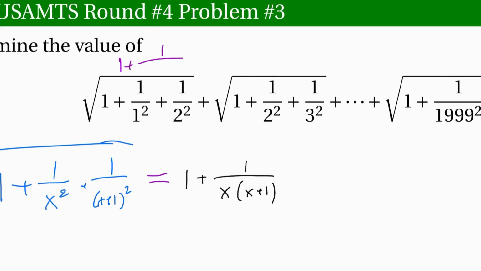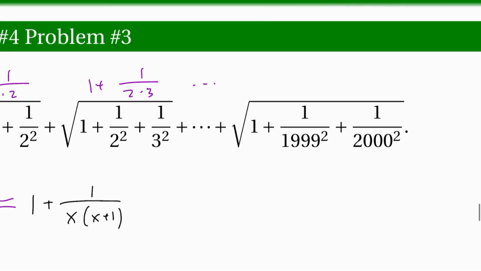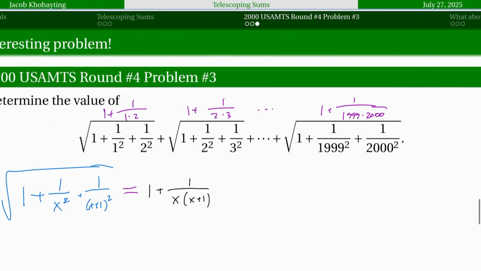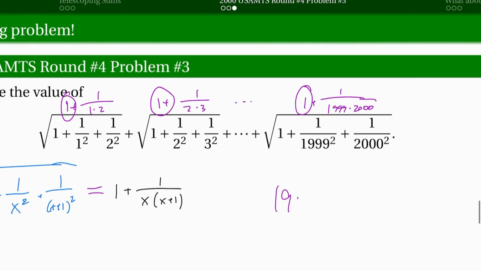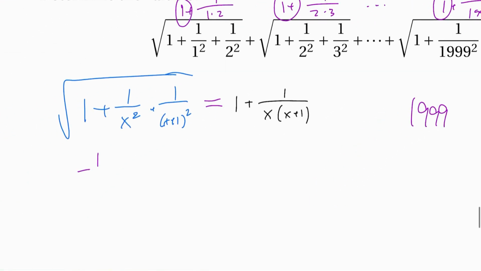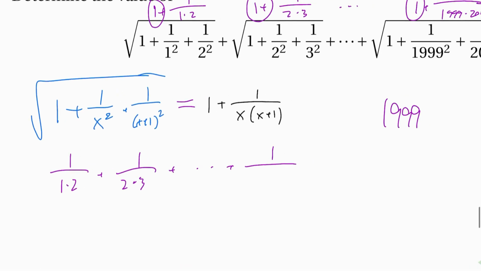So this would be 1 plus 1 over 1 times 2, 1 plus 1 over 2 times 3, and so on until 1 plus 1 over 1999 times 2000. Very long sum. Let's notice that we can just use these ones. They all become 1999, since there are 1999 terms in total. Now we just have to find 1 over 1 times 2 plus 1 over 2 times 3 plus, and so on until 1 over 1999 times 2000.